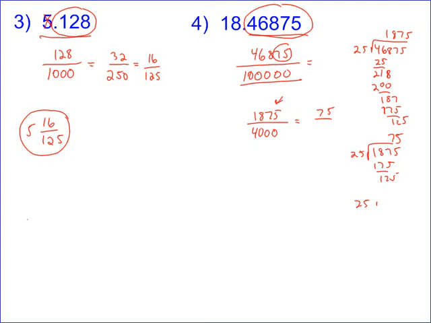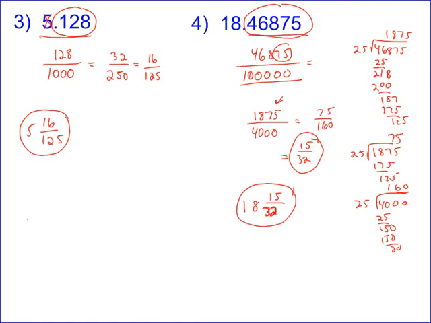25 goes into 4,000, well, just to keep doing your division. If you don't know these offhand, then you need to do the division. And 25 goes into 150 6 times, and into 0 0 times, and so it turns out to be 75 over 160. Still, 5 goes into both of these. 5 goes into 75 15 times. It goes into 160 32 times. So the final answer is 15 over 32. But remember, that's not your actual answer because it's got to be 18 and 15 over 32. And so the answer is 18 and 15 over 32.